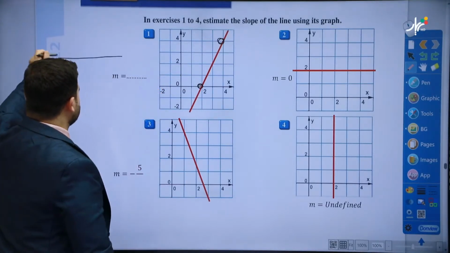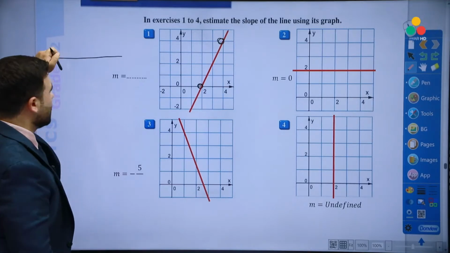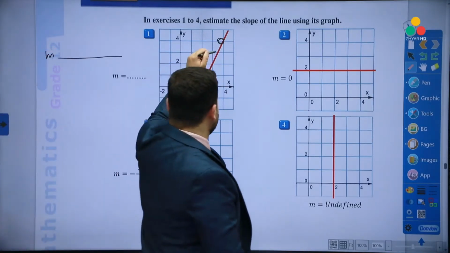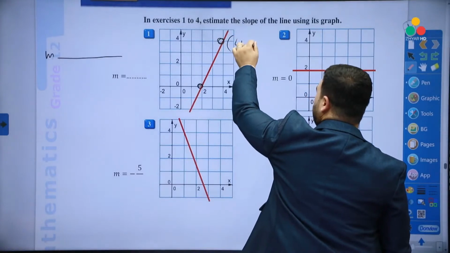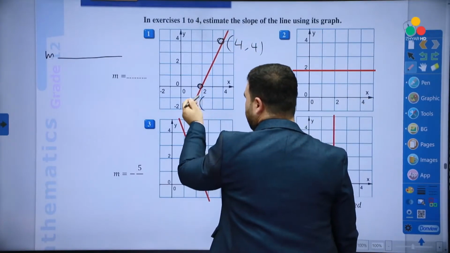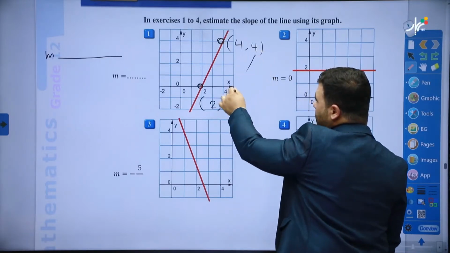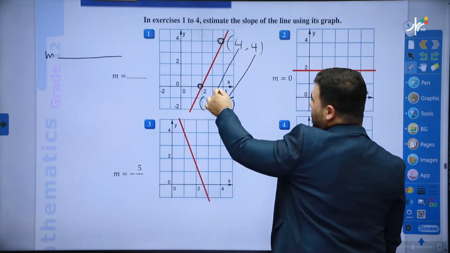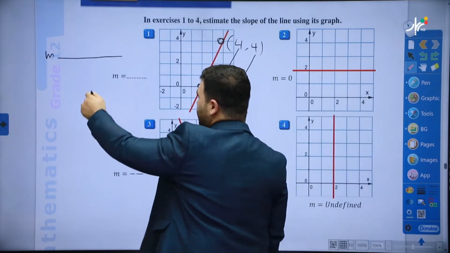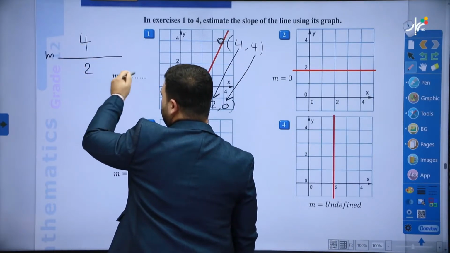Or let's just go with the rule. Slope is y2 minus y1. What's the coordinate of this point? That's 4, 4. And the coordinates of this point is 2, 0. Then 4 minus 0 over 4 minus 2, it will obviously be 4 over 2, which is 2.